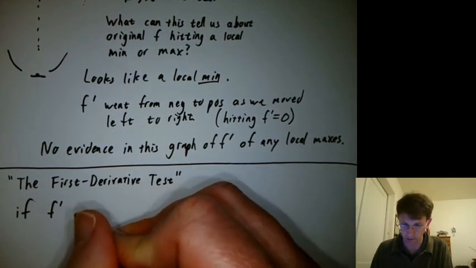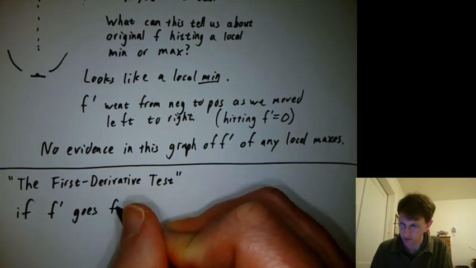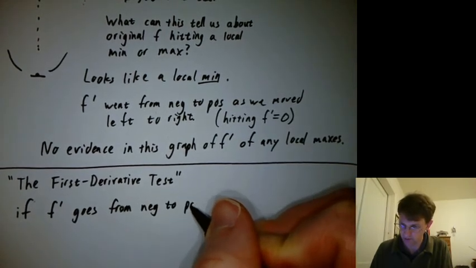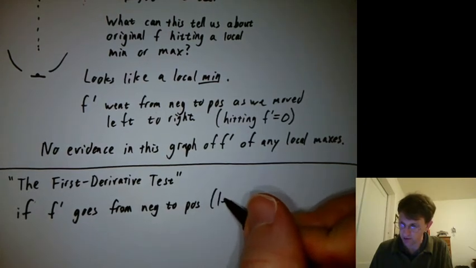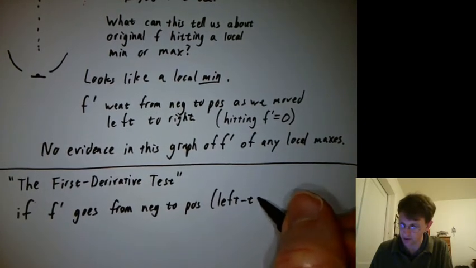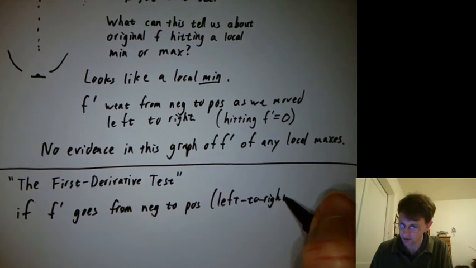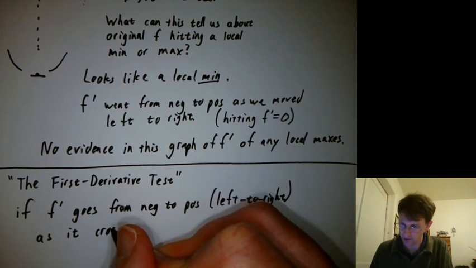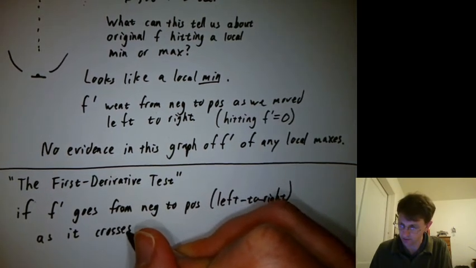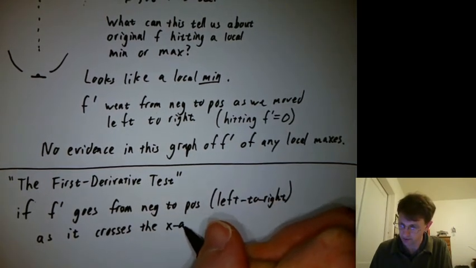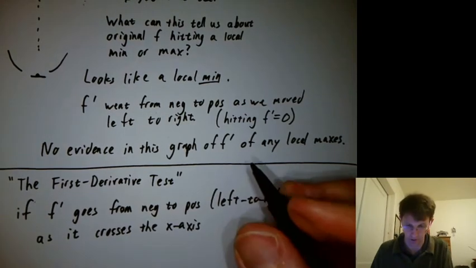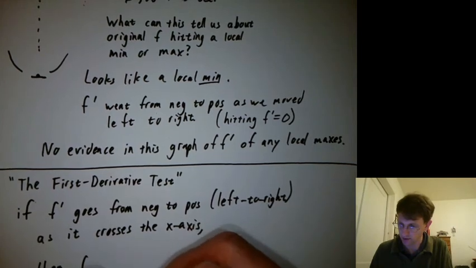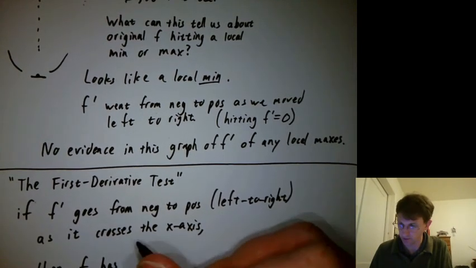If f prime goes from negative to positive, again, just to be clear, we're talking about left to right, as it crosses the x-axis. That is f prime being 0 there. Then f has a local min right there. That's what we just figured out.